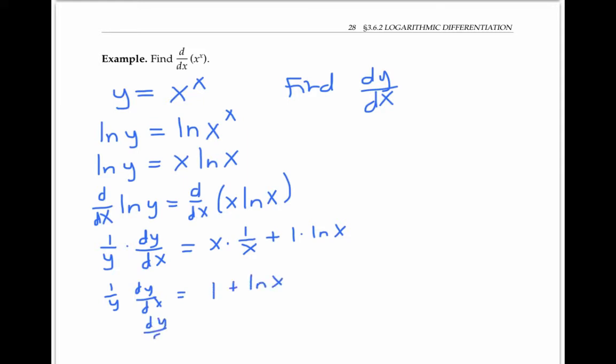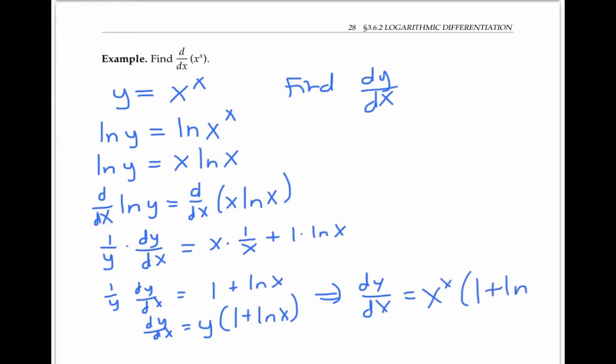So dy dx is going to equal y times 1 plus ln x, and replacing y with x to the x, I have dy dx is x to the x times 1 plus ln x. This technique of taking the log of both sides, differentiating, and solving for dy dx is known as logarithmic differentiation, and it's enormously useful whenever you have variables in both the base and the exponent.